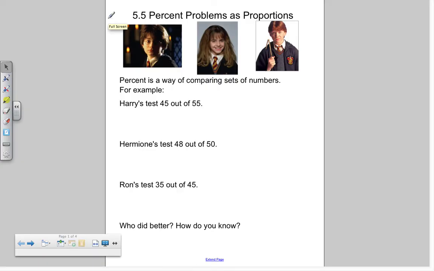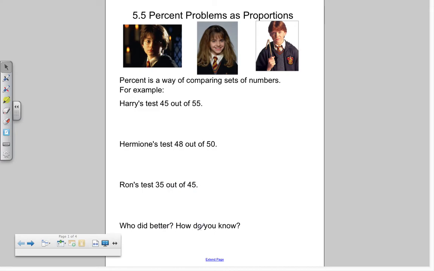Percent problems as proportions. Percent is a way of comparing sets of numbers. So we're going to look at a Harry Potter theme today, and we're going to look at this example. Harry Potter took a test and he got 45 out of 55. Hermione took a test and she got 48 out of 50. And Ron took a test and he got 35 out of 45. Who did better, and how do you know?